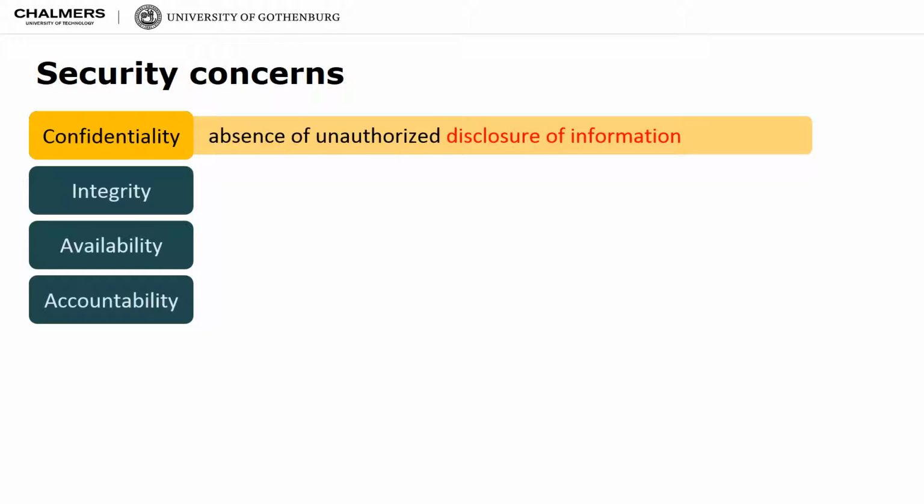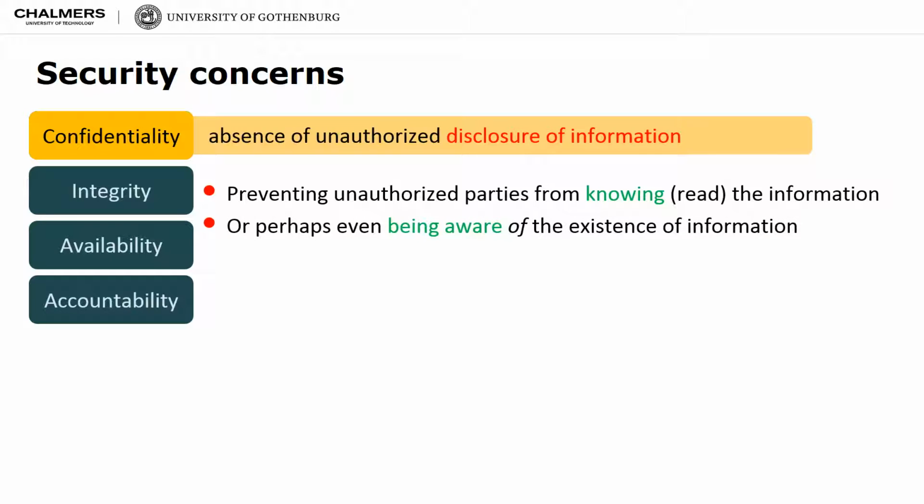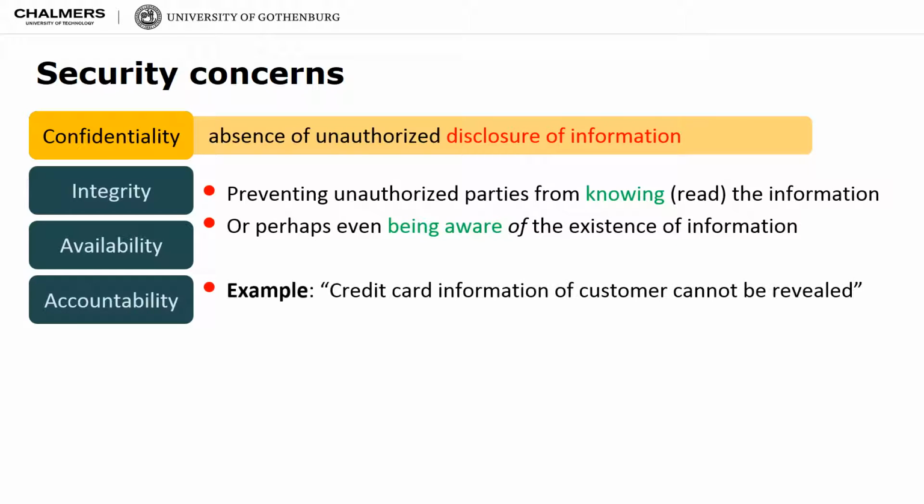And this refers to mostly preventing an attacker or any unauthorized third party from knowing a piece of information, like, practically speaking, being able to read a piece of information, for instance, or even maybe being aware that that piece of information is contained or stored in a certain software system. A typical example, which is also related to many security accidents that have happened recently on the web, is the fact that, for instance, the credit card information of the customers of the website should not be revealed to anybody.